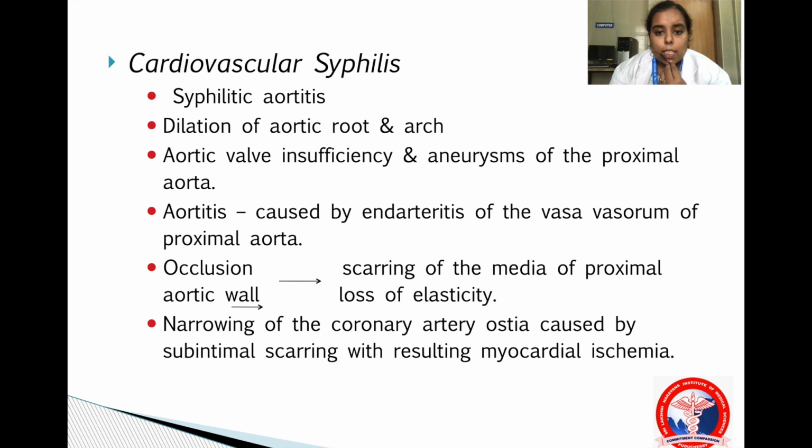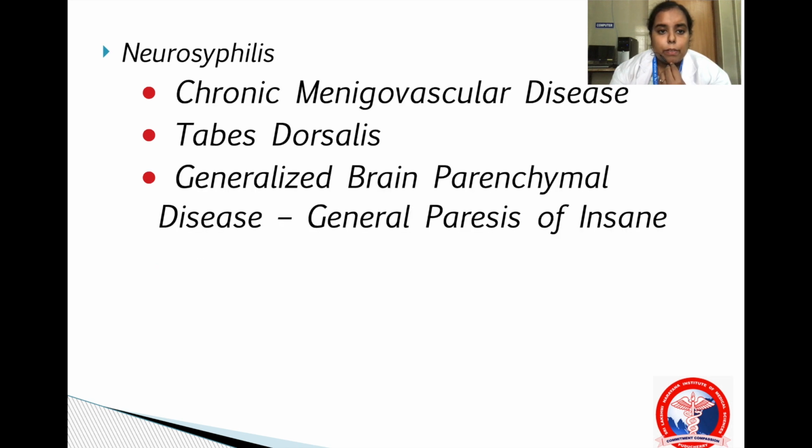Aortitis is caused by the endarteritis of the vasa vasorum of the proximal aorta. So, occlusion leads to the scarring of the media of the proximal aorta wall, and there is loss of elasticity. There is narrowing of the coronary artery ostia caused by subintimal scarring with resulting myocardial infarction. So the aortitis can be clinically seen as a tree bark appearance.